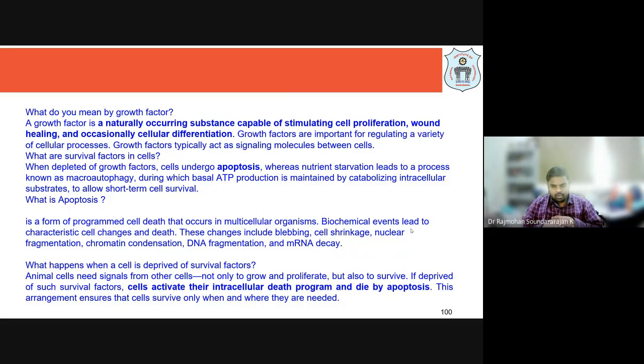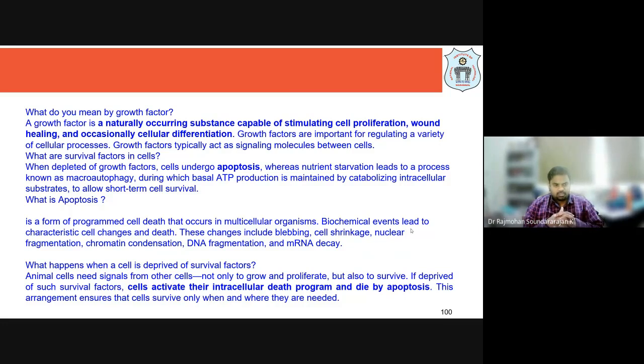So they are very important for regulating a variety of cellular processes. It is important that these cell growth factors need to be added, right? Growth factors typically act as signaling molecules between the cells. And what are survival factors in the cells?